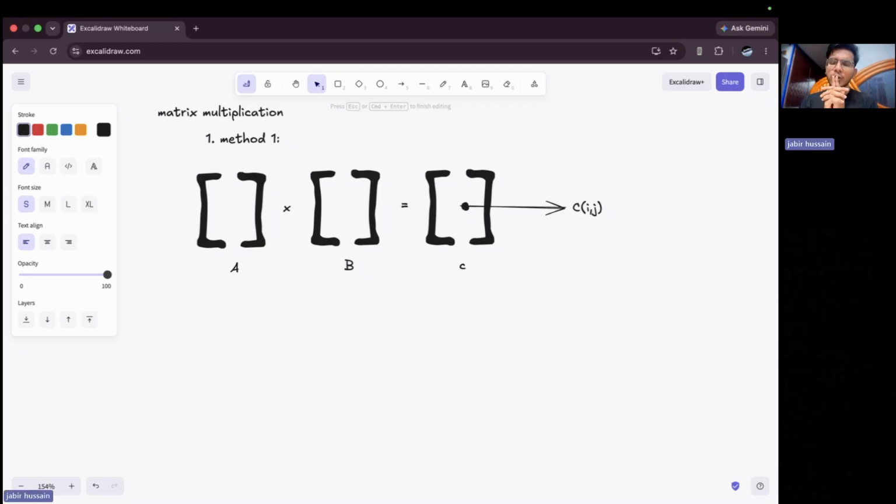Now I want you to observe this particular element, the element C of ij. I have matrix A, I have matrix B, and I'm multiplying with matrix C. I'm taking one point, that one element is C of ij. Now, how can I get that element C of ij? That is my question.